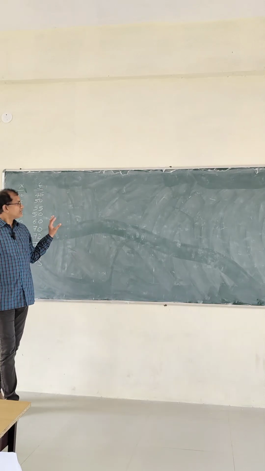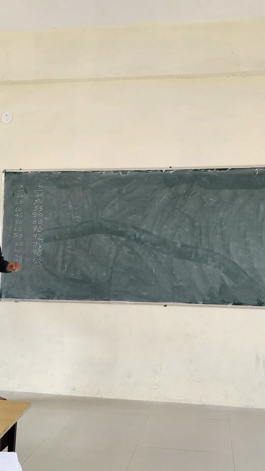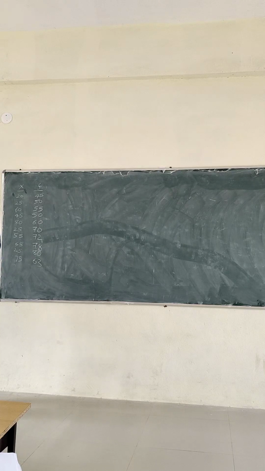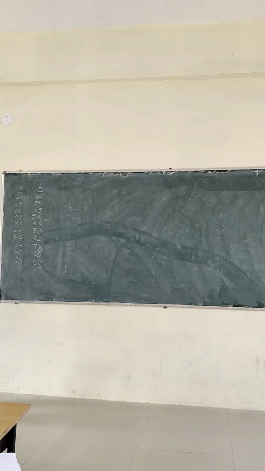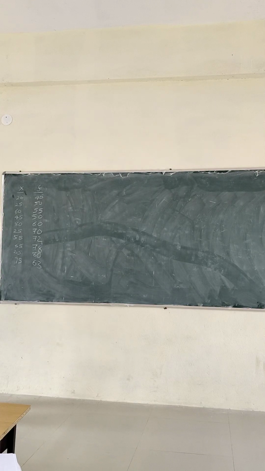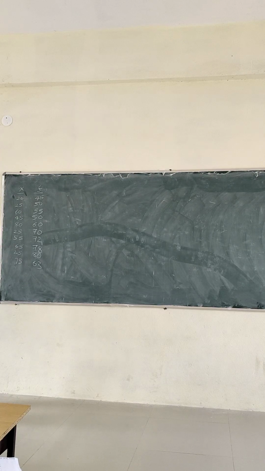This is another problem in rank correlation. Yesterday, I told you rank correlation was propounded by which statistician? Charles Spearman, Professor Charles Spearman. This is also known as the Spearman rank correlation.